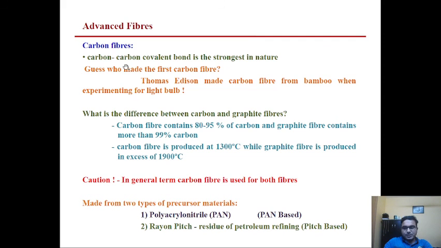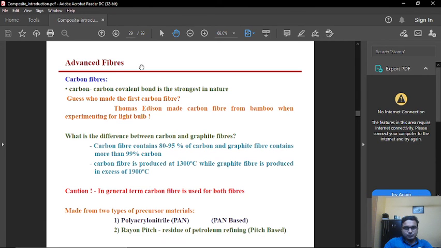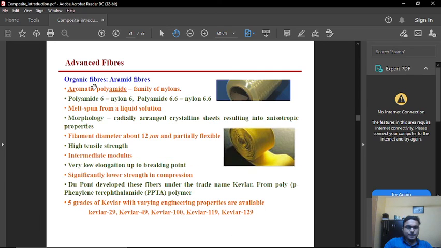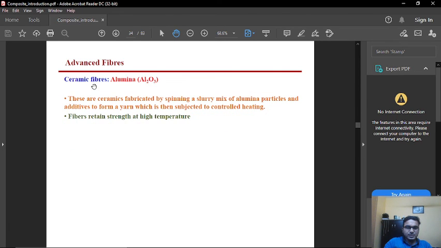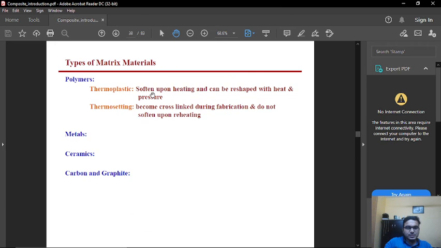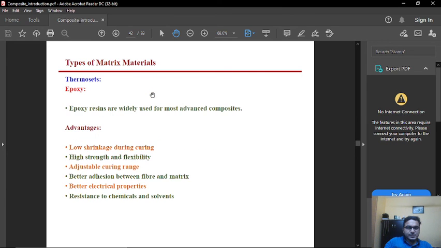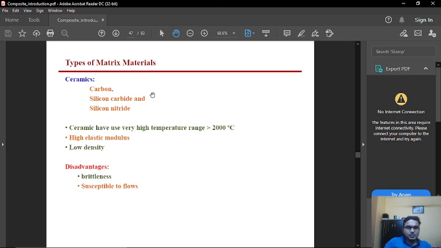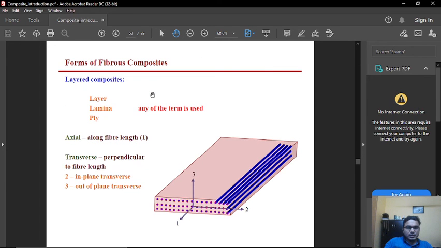Then we have carbon fibers. Now we will stop here and we will continue from carbon fibers in our next lecture. In the next lecture we will focus on carbon fibers, organic fibers, ceramic fibers, and then we will see the cross sections and shapes of fibers, types of matrix materials, and then forms of fibrous composites.